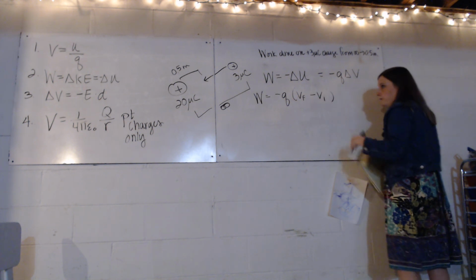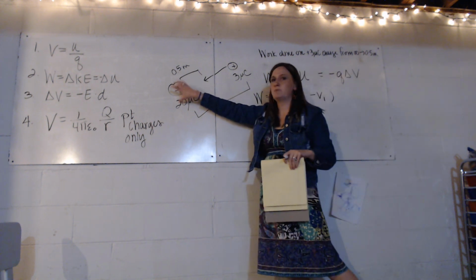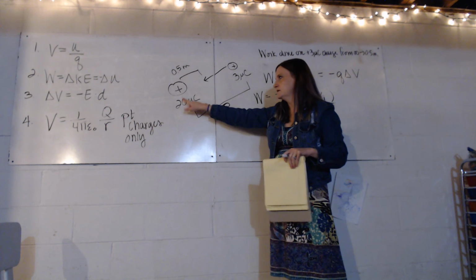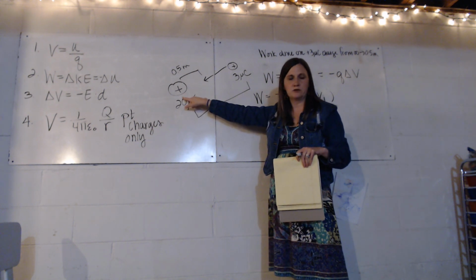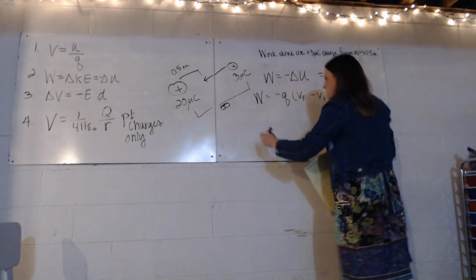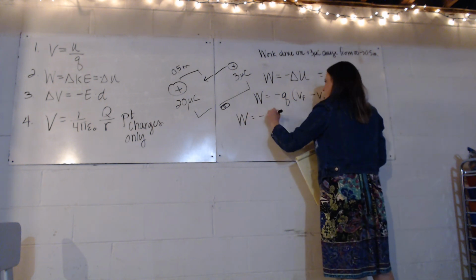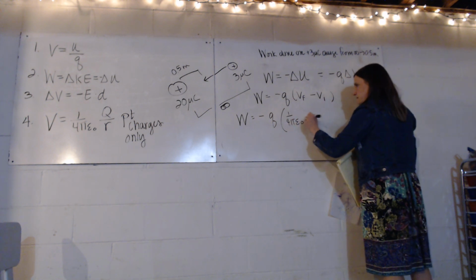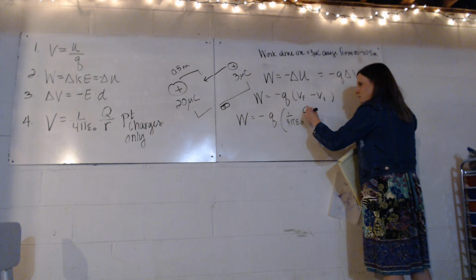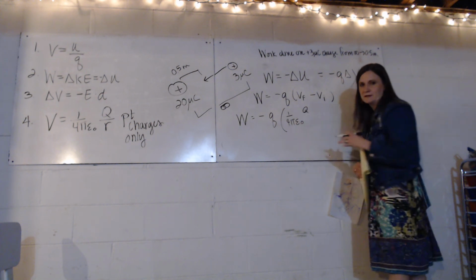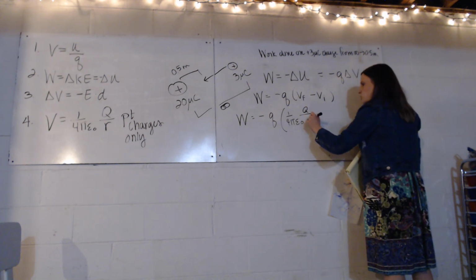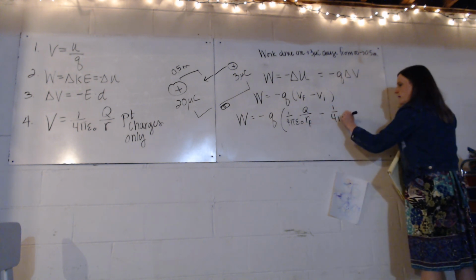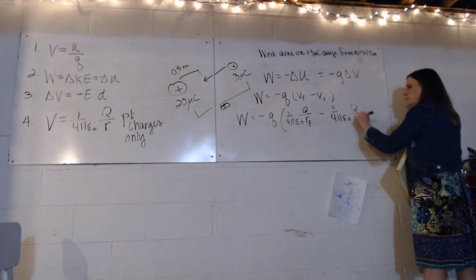Okay, so how do I find the voltage? Well, this is voltage from a point charge. It's from this point charge. So this is the thing moving, and this is the thing creating an electric potential. So we say work is equal to negative Q times 1 over 4 pi epsilon naught times Q over R final, minus 1 over 4 pi epsilon naught Q over R initial. You have to think, which Q? It doesn't really matter because it factors out.